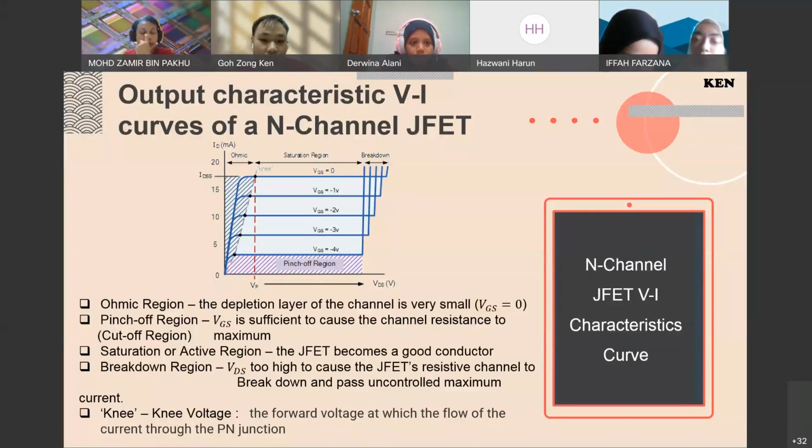It's no longer working. Well, is something happening to your depletion region at this VDS value? Does it modulate the depletion region at this VDS value, even though it's not controlled by the VDS in particular? Does it somehow affect the depletion region? Because you put it down there: VDS too high causes the JFET resistive channel to break down and pass uncontrolled maximum current. Well, you get pinch off when your negative VGS is high enough. And then when the VDS is high, how does it alter the depletion width? Can it affect the depletion width?